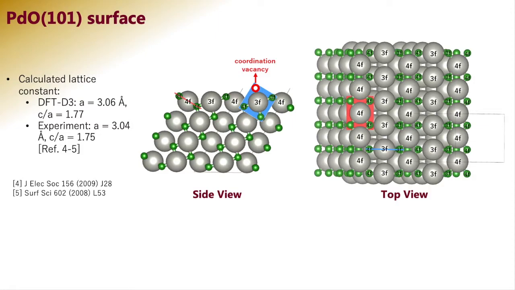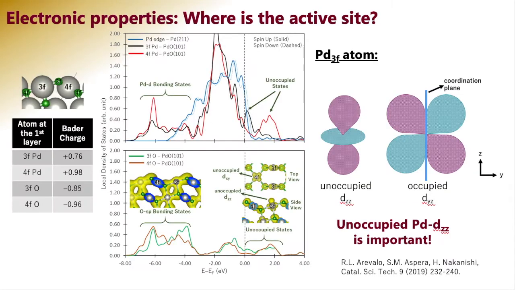The oxygen atoms on the surface are also labeled as either 3F or 4F based on their coordination with the palladium atoms, which I will also refer to in this presentation as either oxygen 3F or oxygen 4F respectively. The oxygen 3F atoms protrude out of the surface while the oxygen 4F atoms bond with the subsurface atoms. The coordination plane of the unsaturated palladium 3F atom is perpendicular to the surface, while that of the palladium 4F atom is tilted with respect to the 101 surface. In palladium oxide, palladium atoms are oxidized while oxygen atoms are reduced.